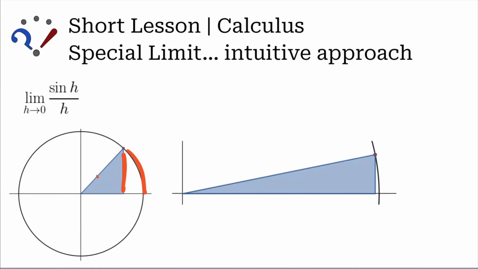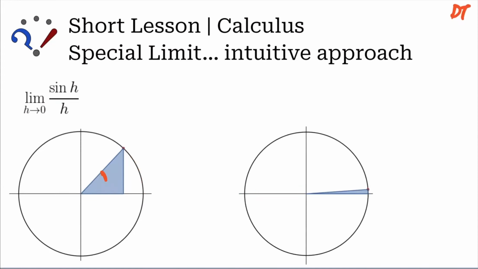But as the angle decreases, what happens to the height over here, guys? They're pretty close to each other, aren't they? Especially as the h decreases right there, this comes to 1. So that is the intuitive approach to understanding the limit of sine of h over h as h goes to 0. Let's try a different approach.